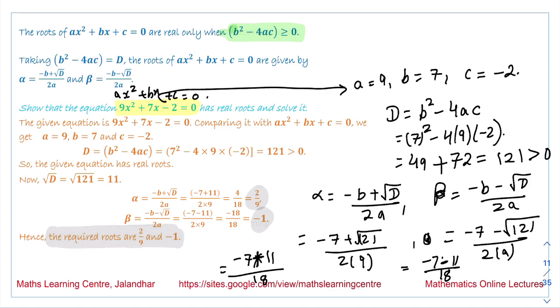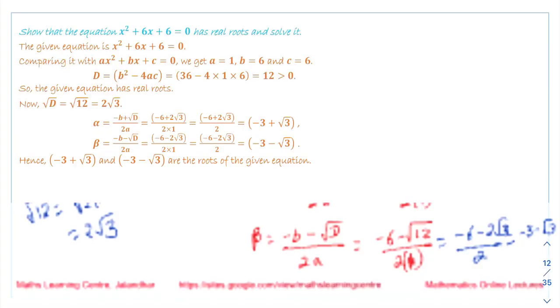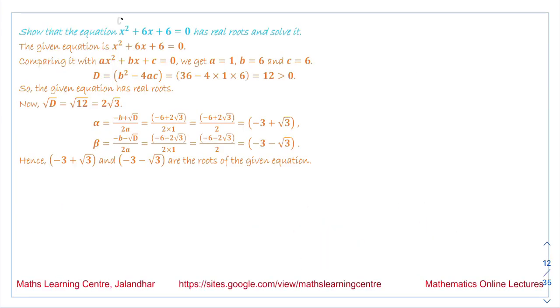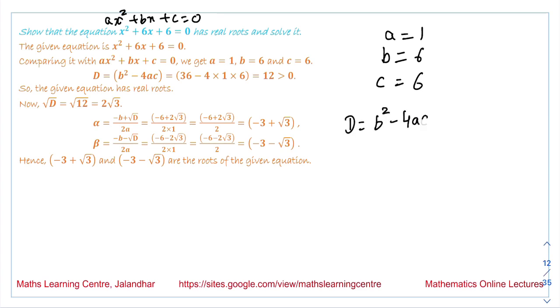Next, we have to show that this equation has real roots and we have to solve it. So again, comparing it with ax square plus bx plus c is equal to 0, we get a is equal to 1, b is equal to 6 and c is equal to 6. The value of discriminant is b square minus 4ac. So it is 6 square minus 4 into 1 into 6. This is 36 minus 24 is equal to 12, and this is greater than 0.